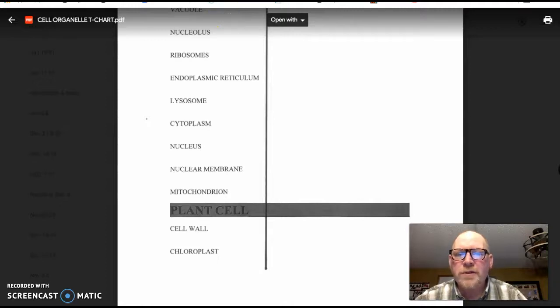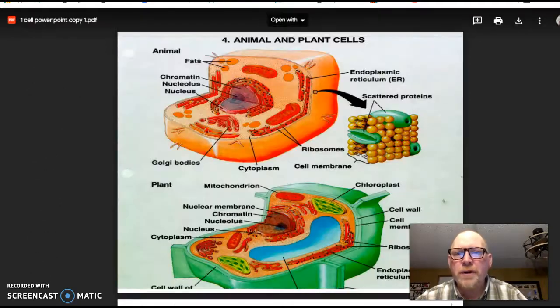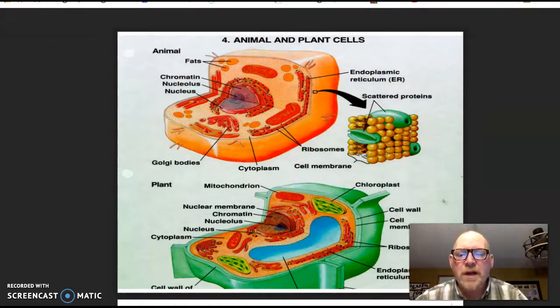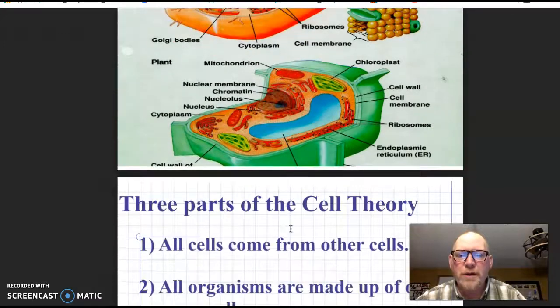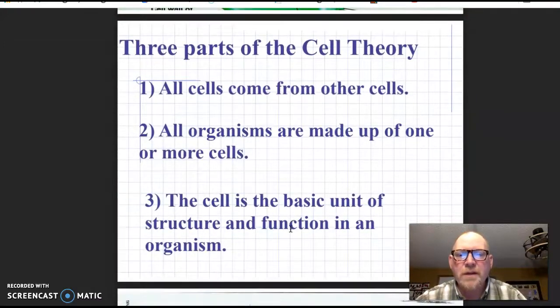So I'm going to click over to the PowerPoint now. First of all, there's a comparison of an animal and a plant cell. And then we talk about the three parts of the cell theory. The first part is that all cells come from other cells. So in order for a cell to be generated, it is copied from another cell. Number two is all organisms are made up of one or more cells. And number three, the cell is the basic unit of structure and function of an organism.